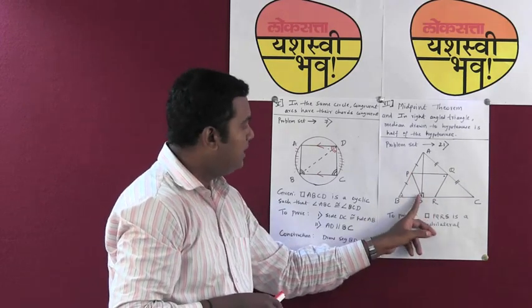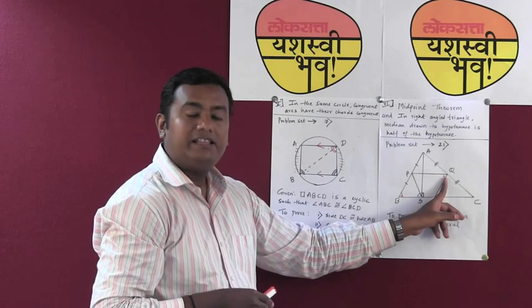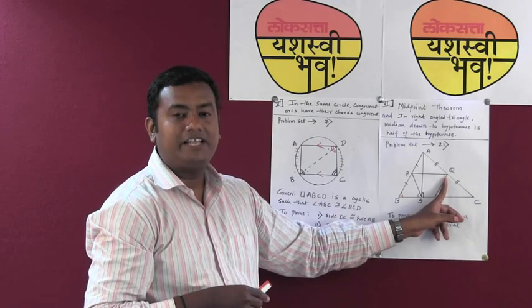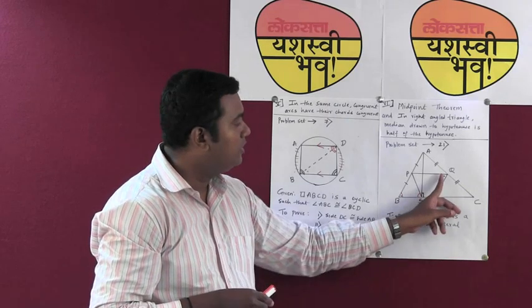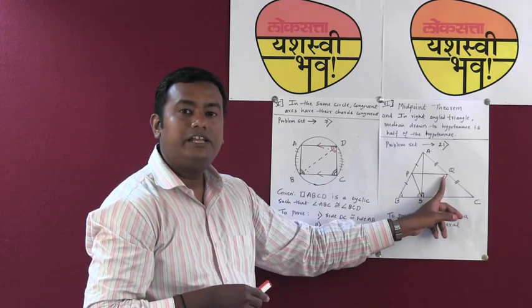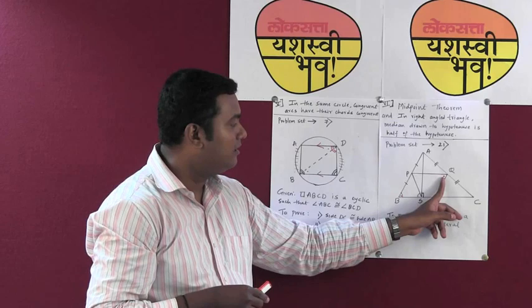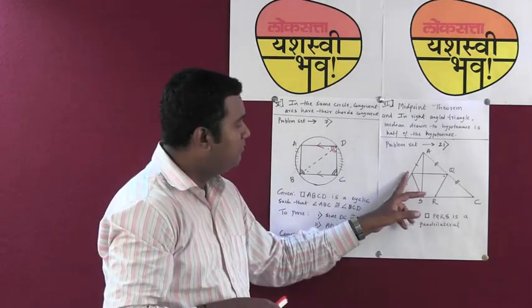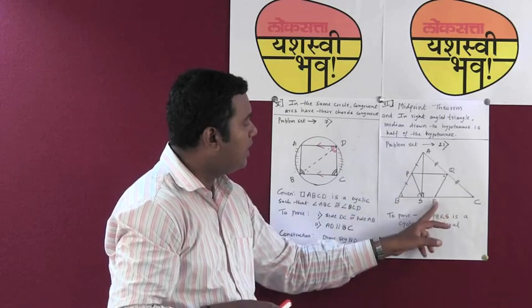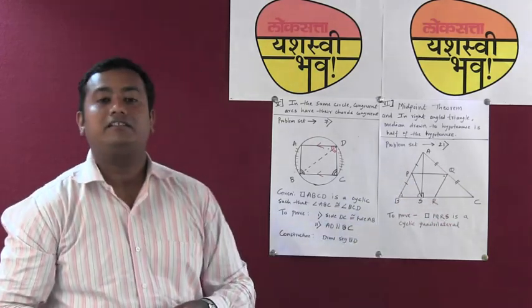Okay, so if PSB is congruent to PQR, then according to the theorem given in the textbook, if the exterior angle of a quadrilateral is congruent to the angle opposite to its interior adjacent angle, then the quadrilateral will become cyclic. So using that theorem we can prove quadrilateral PQRS is a cyclic quadrilateral.